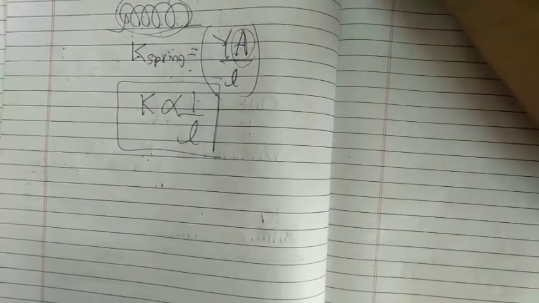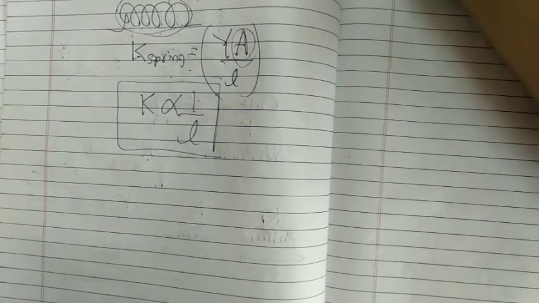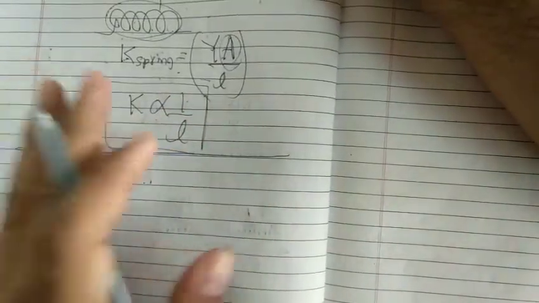Remember, the wire and the spring, you may feel they are different, but they are actually same things. So the formula that I derived for wire can be applied for the spring as well. So K of the spring is inversely proportional to length of the spring. I hope this formula is clear to you. Let's move to the next point.